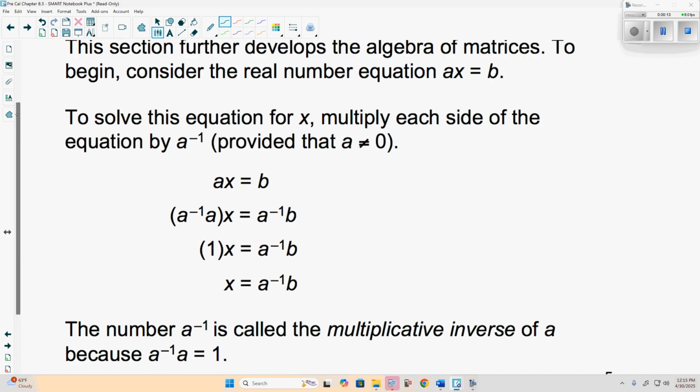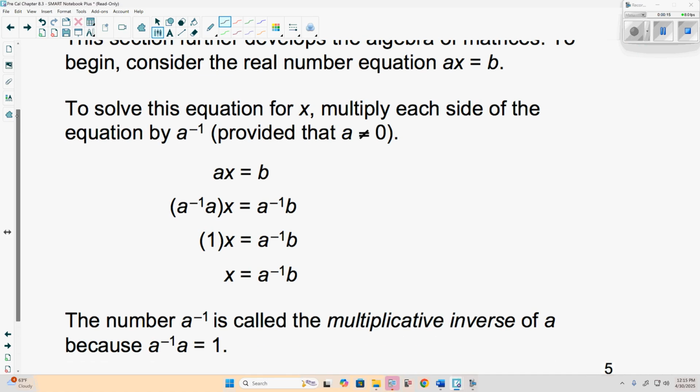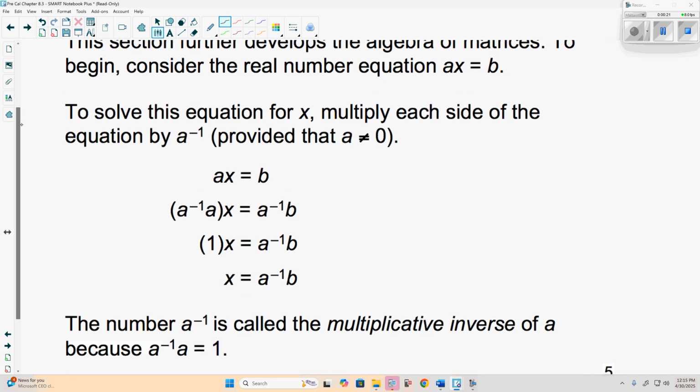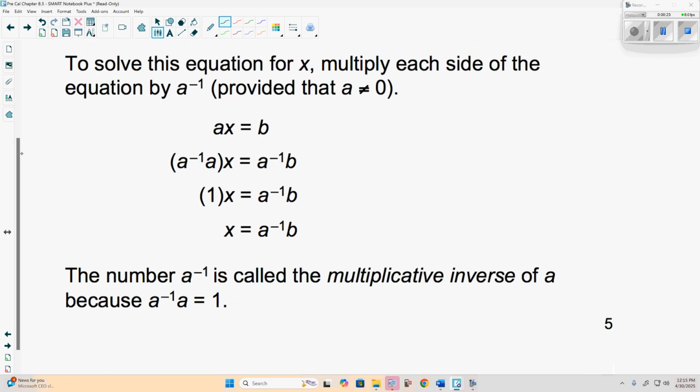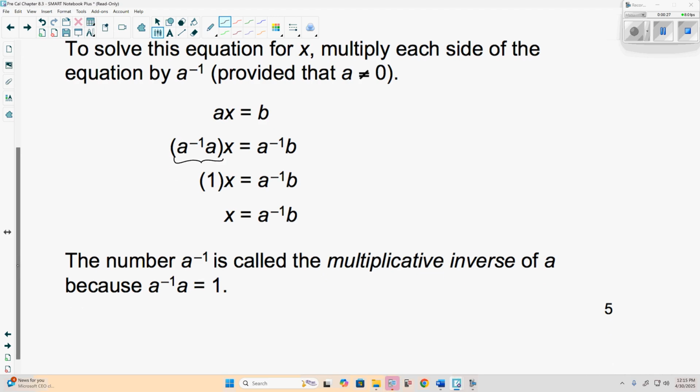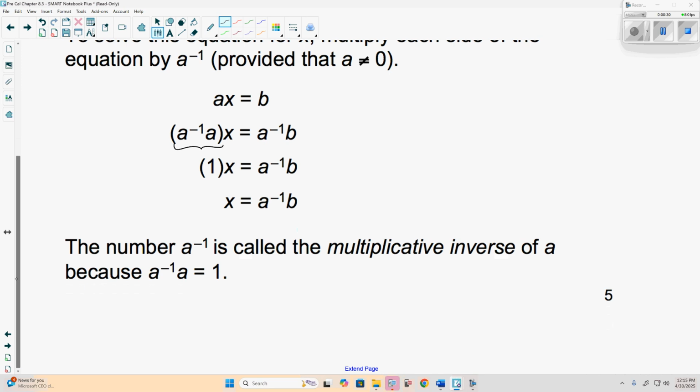Inverse of a matrix. We can use inverses to solve equations, or these matrix equations. And we need them because we can't divide a matrix by something else. But if we multiply a matrix by its inverse, we get the identity matrix. And A inverse times B will give us our solution.